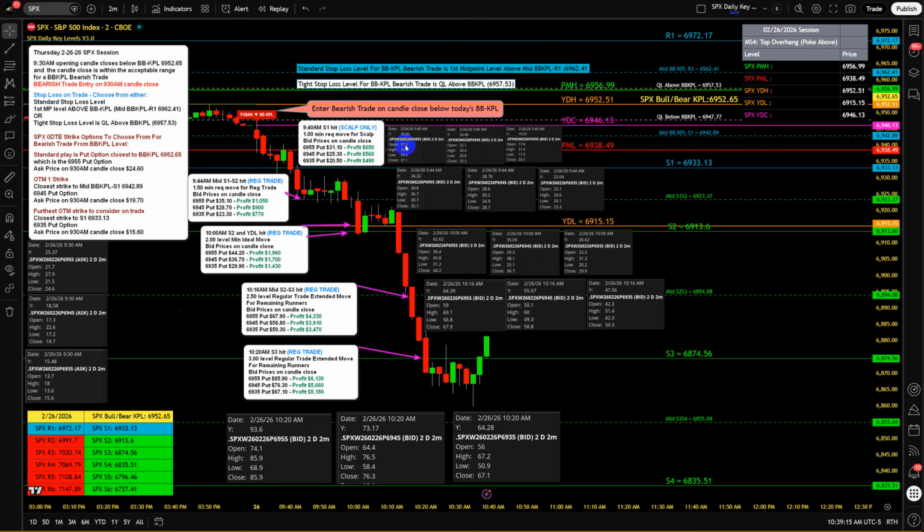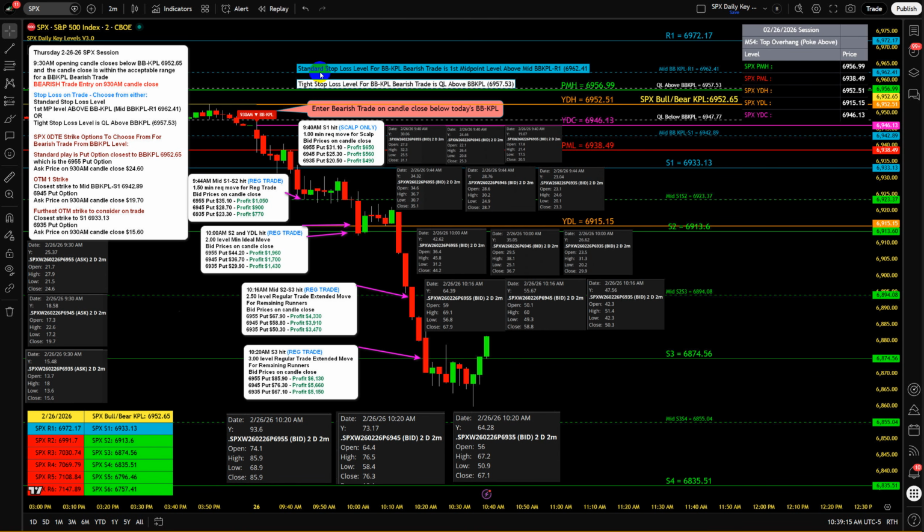So here we have the alert popping up that this candle is closing below today's BBKPL. That's our bearish entry signal for a trade taken off the opening candle. And the alert popping up also shows us that the candle close is within the acceptable range. So we're getting two confirmations here. One, that this is a close below the BBKPL, and the second confirmation via this alert is that it is within the acceptable trading range.